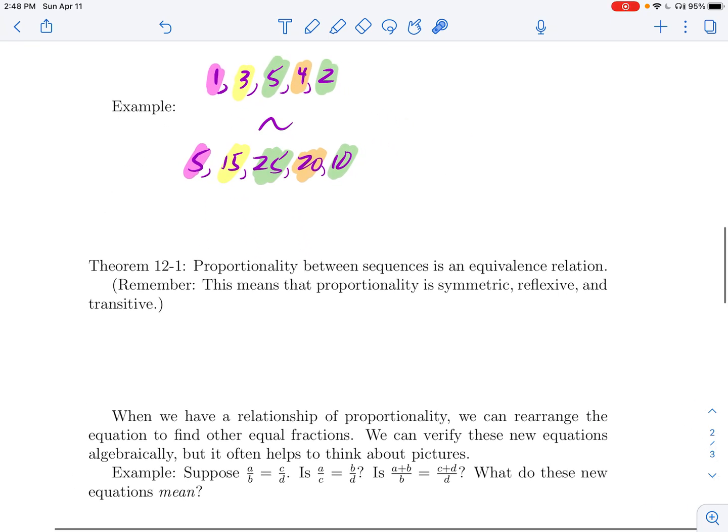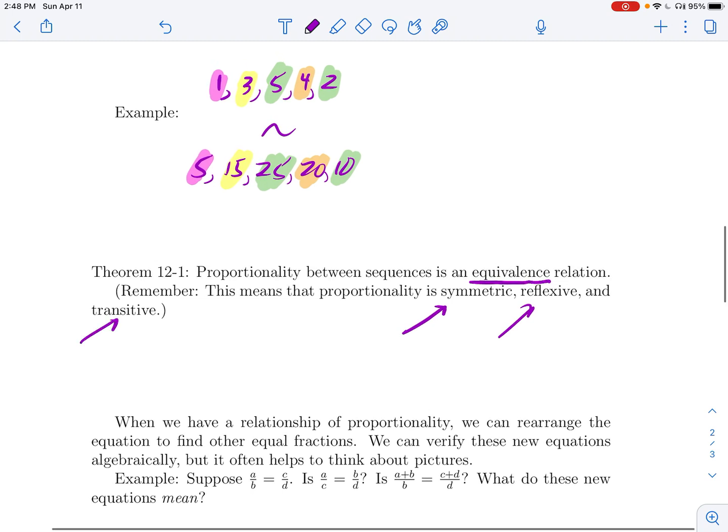And there's just a quick theorem here that says proportionality between sequences is an equivalence relation. And I'll remind you that means it's symmetric. So if list A is proportional to list B, then certainly list B is proportional to list A. I could have switched the order up here. It's reflexive, meaning that a list is proportional to itself. There's always a 1-to-1 ratio. And it's transitive. So if list A matches list B and list B matches list C through proportionality, then list A would match list C.